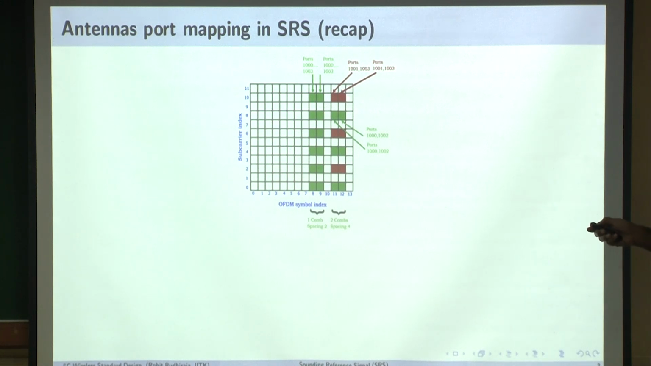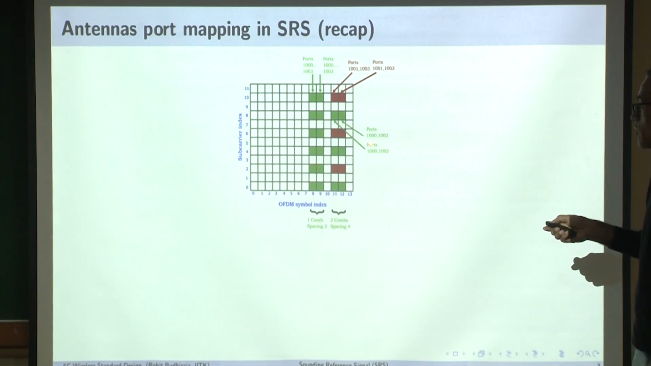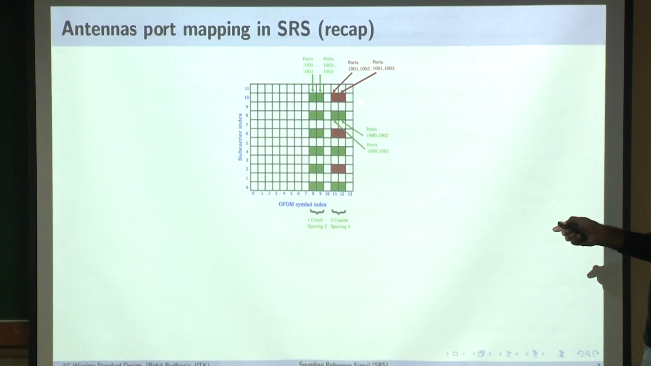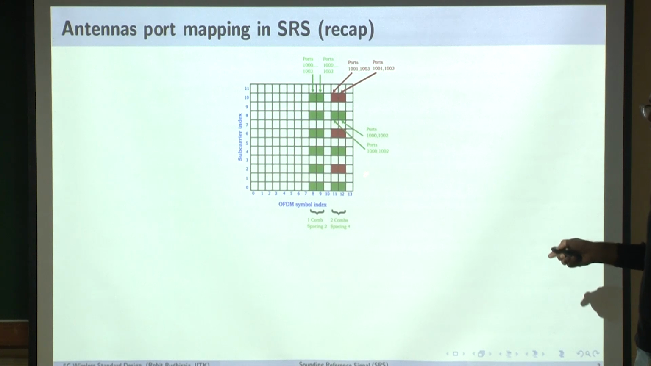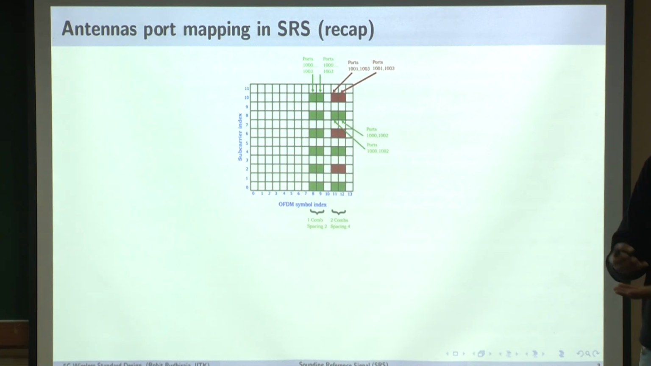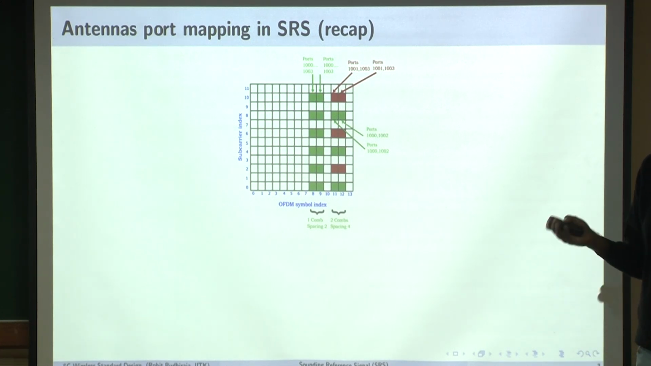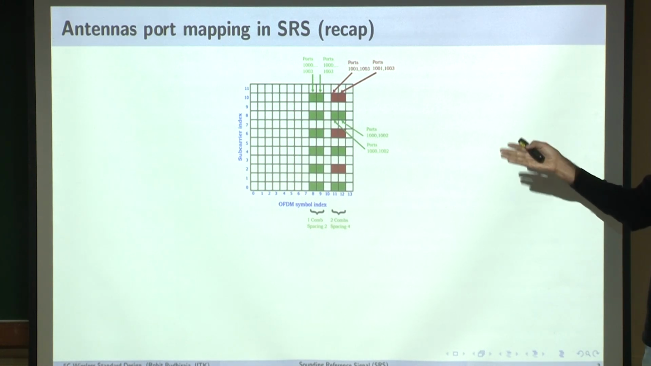You can call this, though it is not the right terminology here, FDM plus CDM, frequency division plus code division multiplexing, when compared with this. Because 2 ports you are mapping on this, 2 ports you are mapping on this. So between these and these ports, this is like some kind of frequency division multiplexing, FDM, and on this, it is CDM. You can look at it that way, but that's not the terminology used in the context of SRS. But since we have understood DMRS, this is something similar.